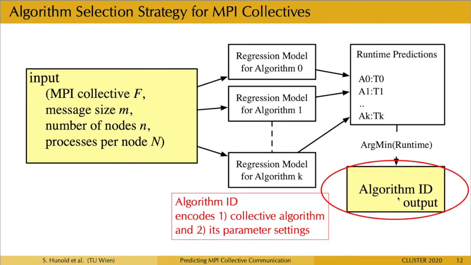And I just want to note here again, this algorithm ID encodes two pieces of information. It encodes the actual collective algorithm, so for example, linear or chain, binomial tree, and so on. And also, it encodes the parameter settings, segmentation size, fan-out, for example.